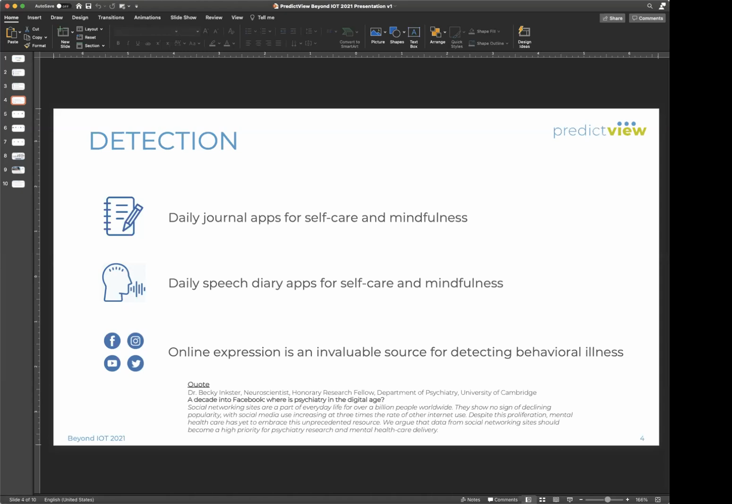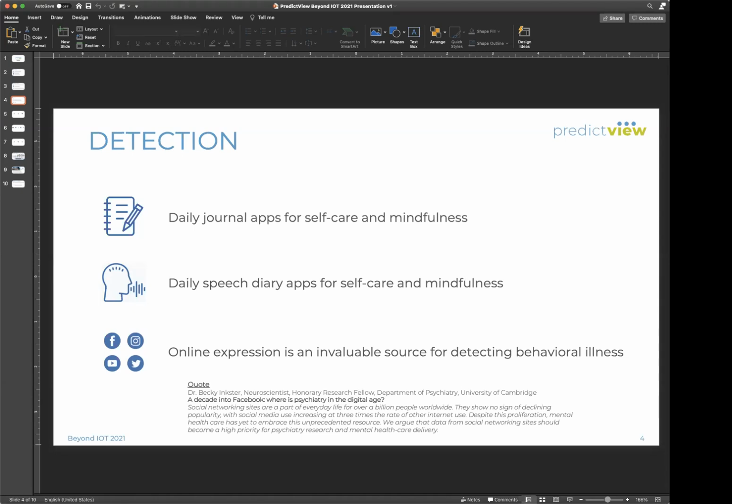These are very useful applications that are mostly focused on self-care and mindfulness for their users, but they do require a person to recognize that they are troubled and will be proactive in getting help for themselves. Few of these solutions are tied to licensed medical healthcare therapists that analyze the results and proactively engage these users for professional treatment. Online expression is an invaluable source for detecting behavioral illnesses.